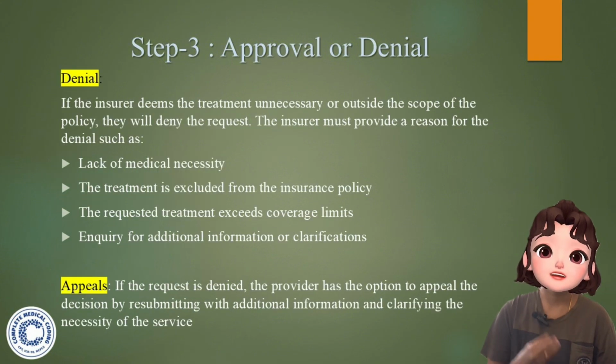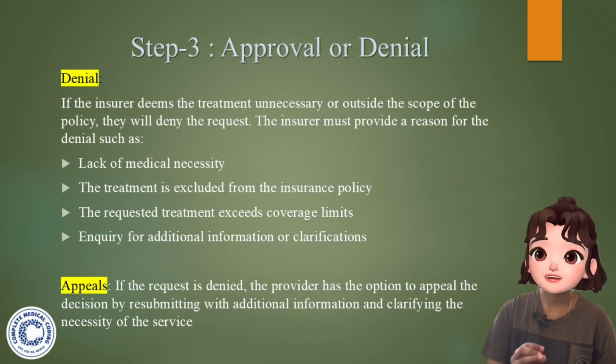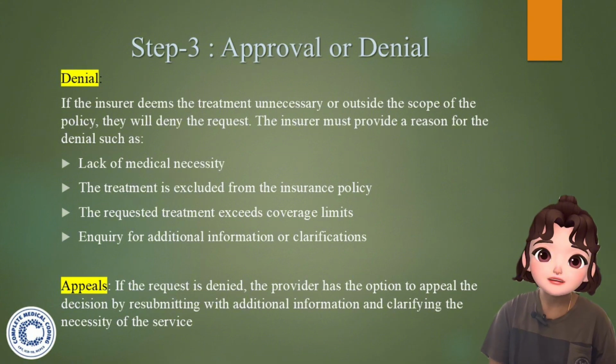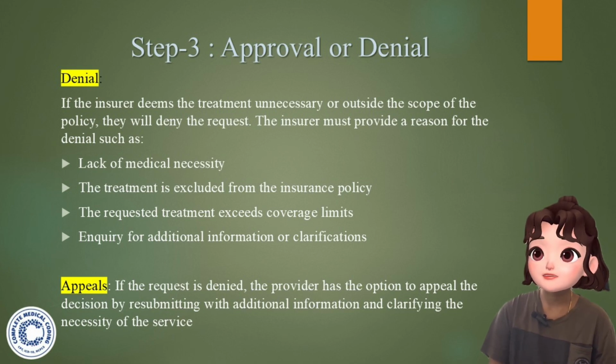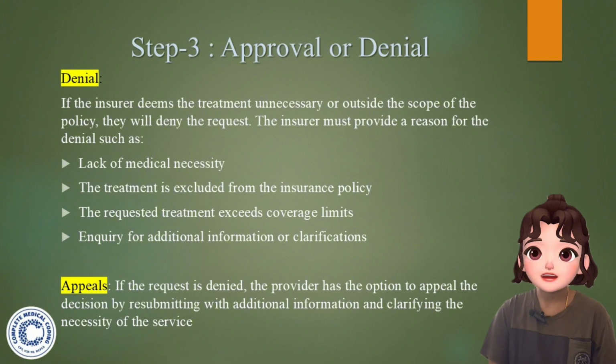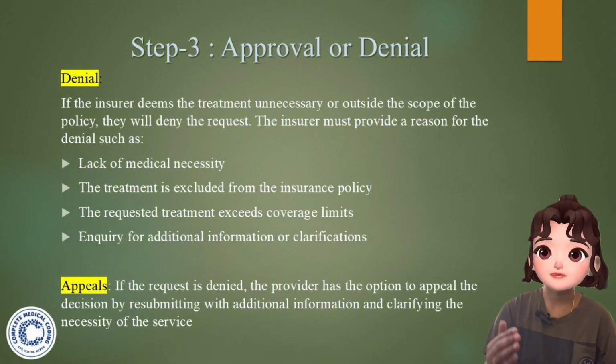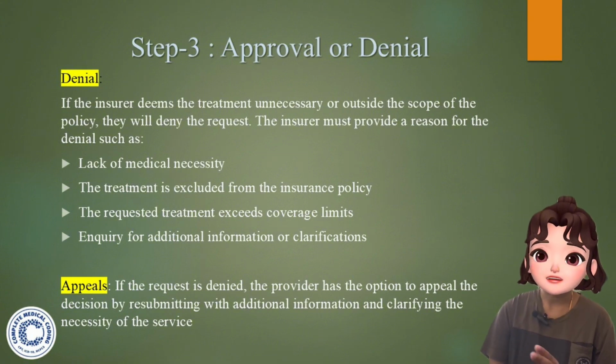Now, what if it is a denial? What are the things that we need to check? If the insurer deems the treatment unnecessary or outside the scope of the policy, they will deny the request. Like if it is not medically necessary, for sure they will deny the request. The insurer must provide a reason for the denial, so if it's a denial, you have to check the following details: why the claim has been denied, or what the reason for the denial is.